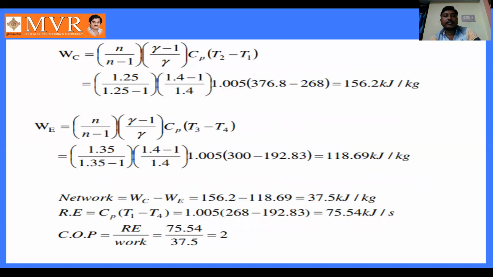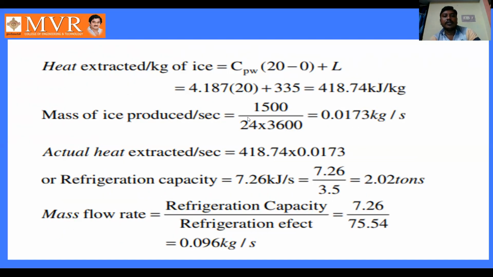Hence we are taking 1500 by 24, where 24 means 24 hours per day. Then we are converting into seconds, 60 into 60, so we have taken 3600. Hence we have got the mass of ice produced per second. Per second, the ice which we are forming here is 0.0173 kg per second.